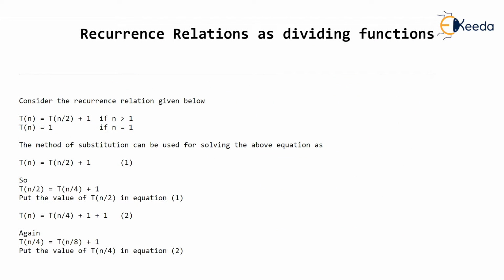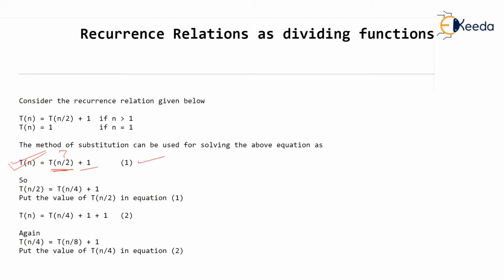So let's take this recurrence relation. I have written it again here. T(n) = T(n/2) + 1, of course if n is greater than 1. Let's number this as equation 1. Now you see, if T(n) is T(n/2) + 1, then what is T(n/2)? Just a question mark. What is this T(n/2)?